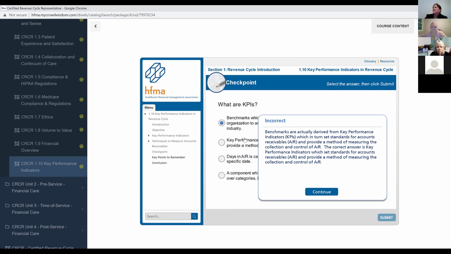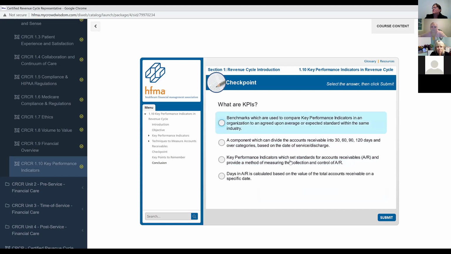Oh, I'm sorry. It's key performance indicators which set standards for accounts receivable, AR, and provide a method for measuring the collection of the control.